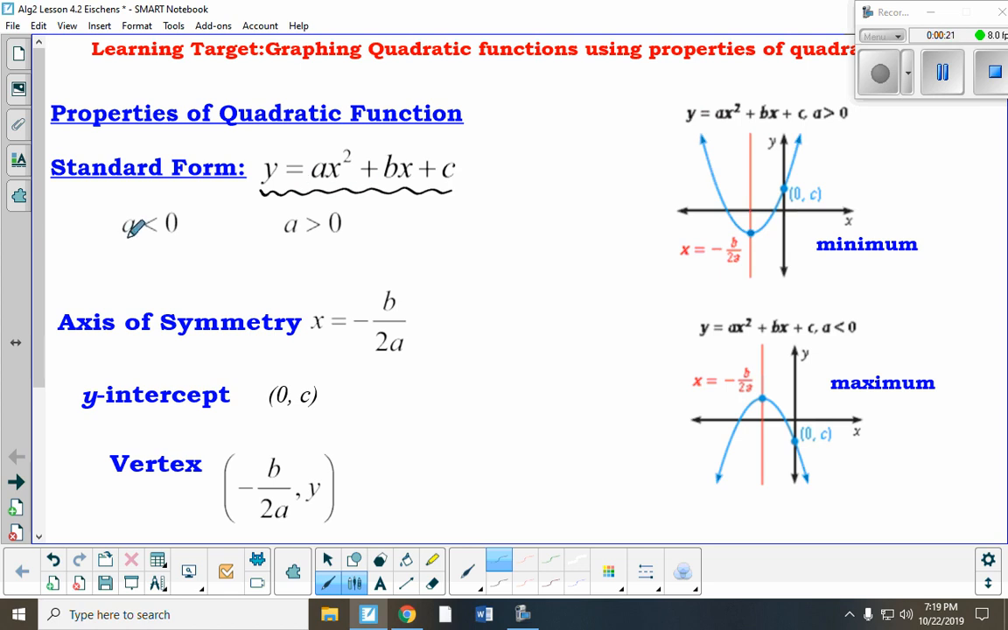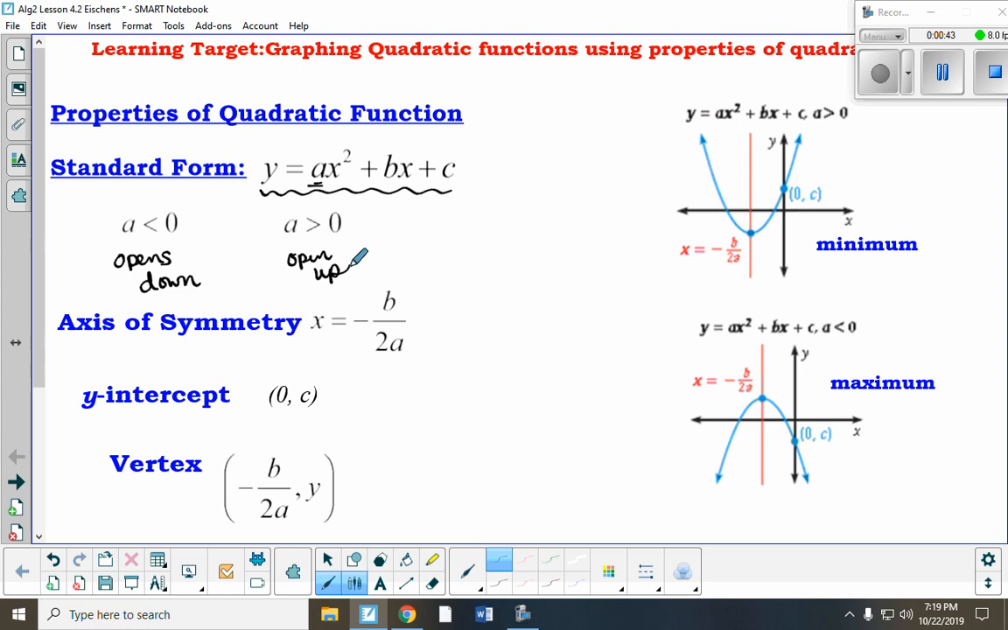graph. When the a value is less than 0, so when you have a negative a value, your graph will open downward. When your a value is greater than 0, so you have a positive number, it will open up.